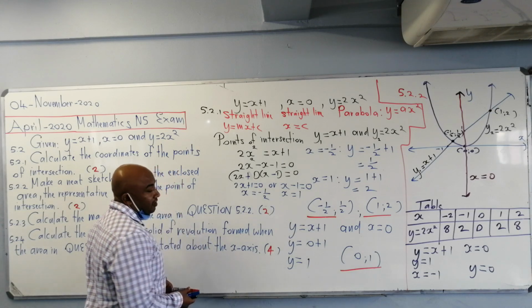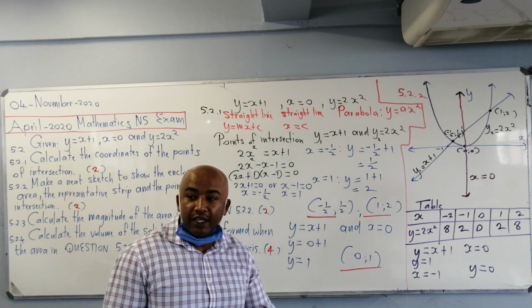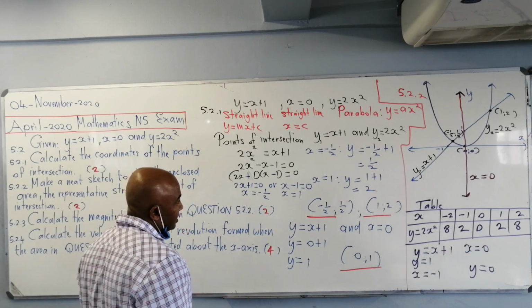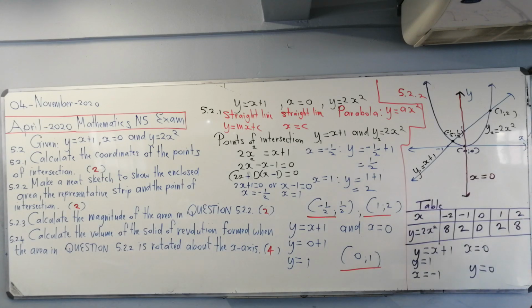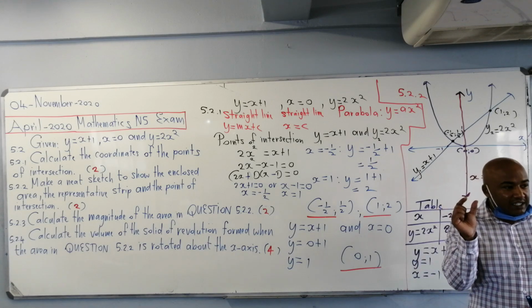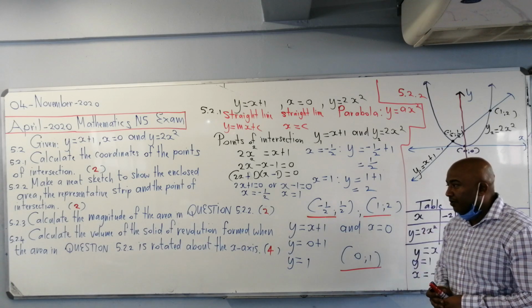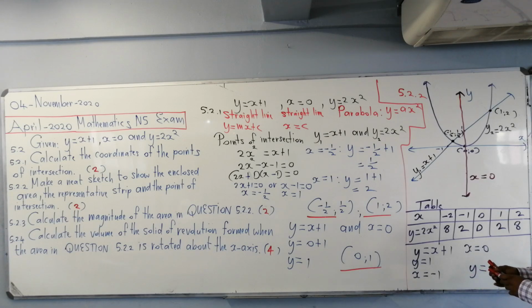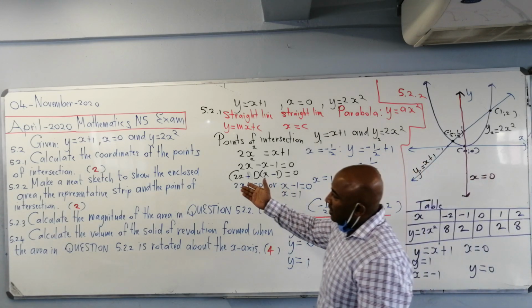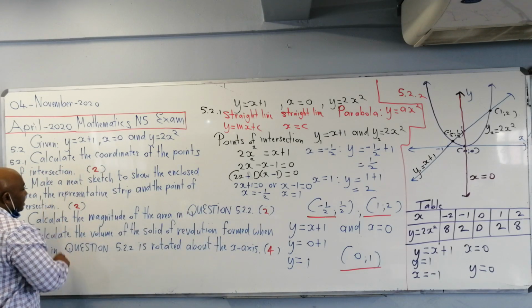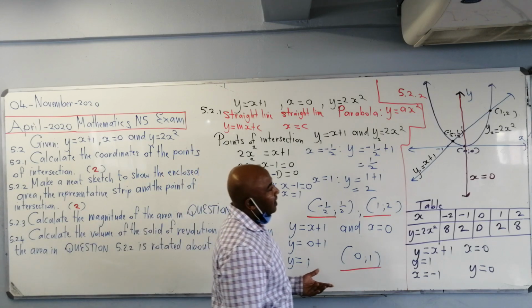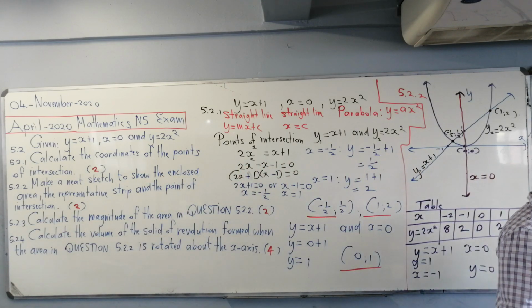Let's check. Oh, sorry, we forgot to include the representative elements, the representative rectangle. So it's best in this situation to use a representative rectangle with a breadth of delta x. Now, calculate, make a neat sketch to show the enclosed area, the representative strip, and the points of intersection. So where is the enclosed area? In between all three graphs.